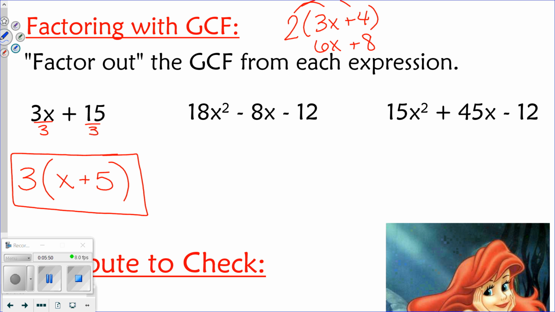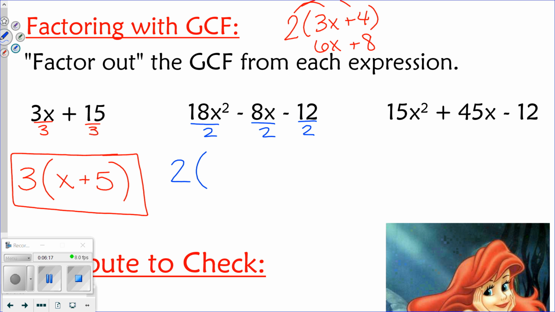What's the biggest number that goes into all 3 of those? 18 divided by 4. Yeah, it's just 2. Can I take an x from them all? No, because that last one doesn't have an x. Okay, so if I take out a 2, and if it helps, go ahead and write the divide by on all of these. I may do that for you for a while, then eventually I'll just stop doing that. But what you're doing is dividing them all by whatever it is you're taking out.